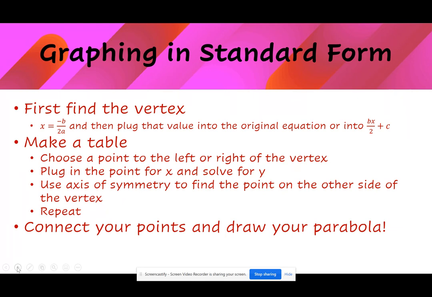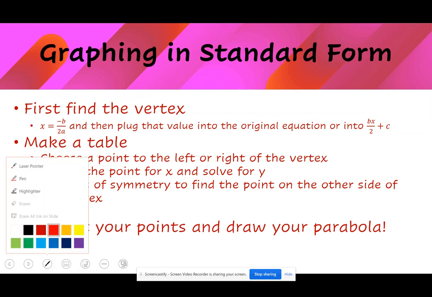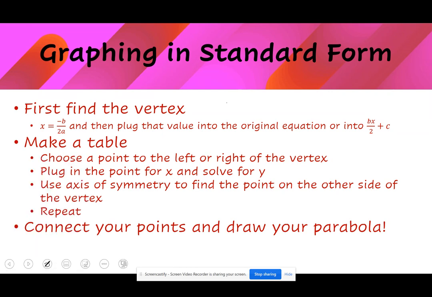So once again, when you have your ax squared plus bx plus c, your vertex is negative b over 2a, and then you can plug that x value back into the original equation, or you can plug it into your bx divided by 2 plus c and find the y value. So you're going to start off by finding the vertex.